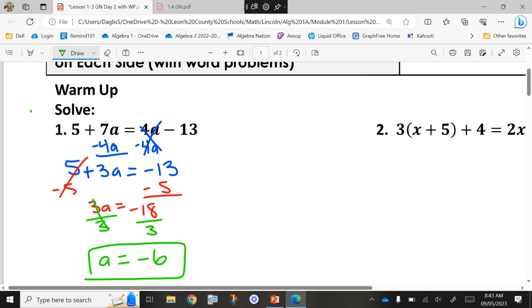And what's a sure way we can always check our answers if we really wanted to? Yeah, you can plug it back in. Use your calculator, plug it back in, make sure it works. You could do 7 times negative 6 plus 5, and then 4 times negative 6 minus 13. Maybe we'll get the same answer. All right? So that was more of like section 1 kind of stuff.